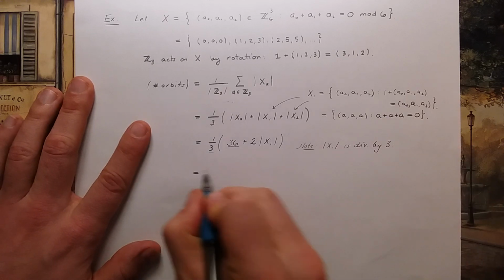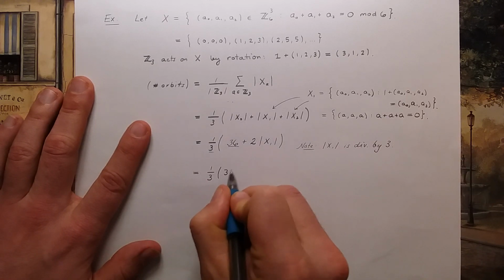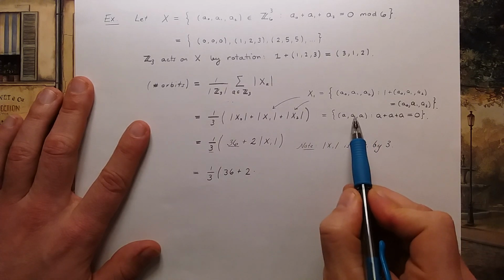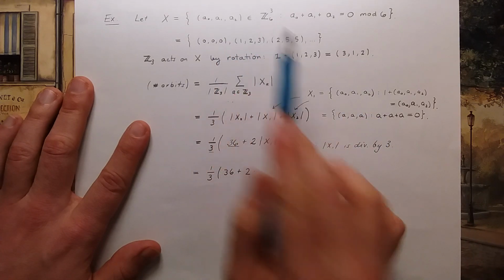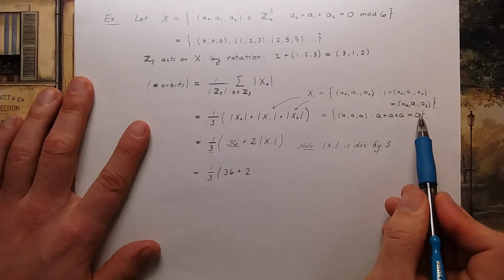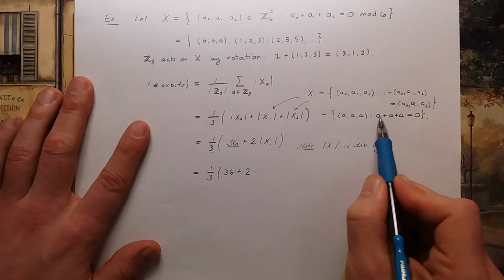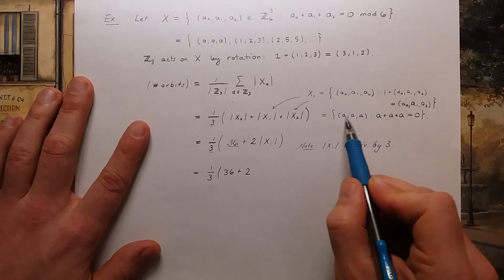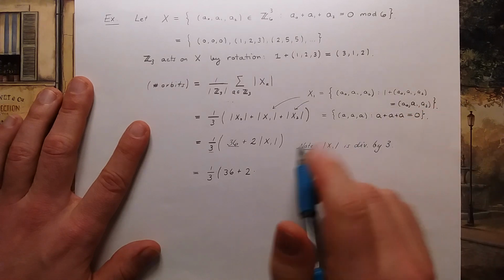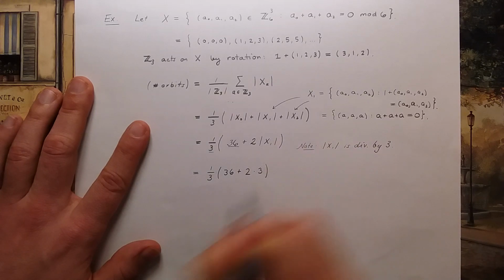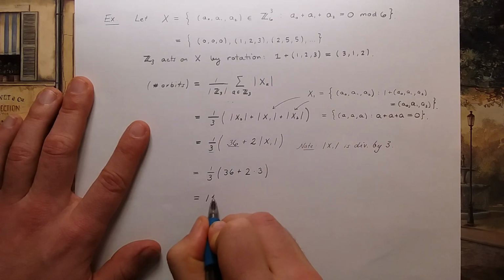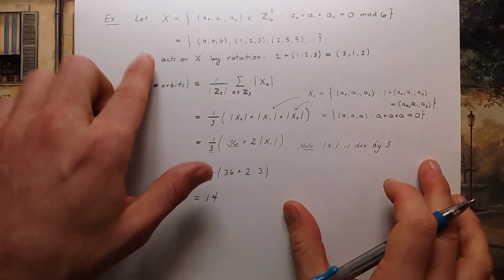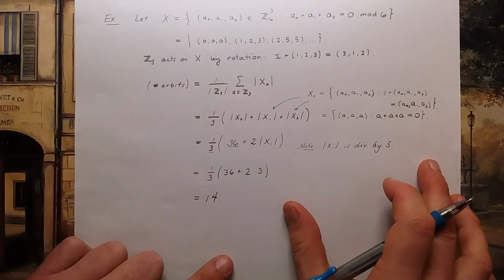Okay, but anyway, so I get 1/3, 36 plus 2, and then how many elements in Z6 are equal to 0 in Z6 when I add them to themselves 3 times? If you think about it, A could be 0, 2, or 4. There are only 3 options here. So the final answer is 14. There are 14 different orbits when Z3 acts on X by this rotation move.